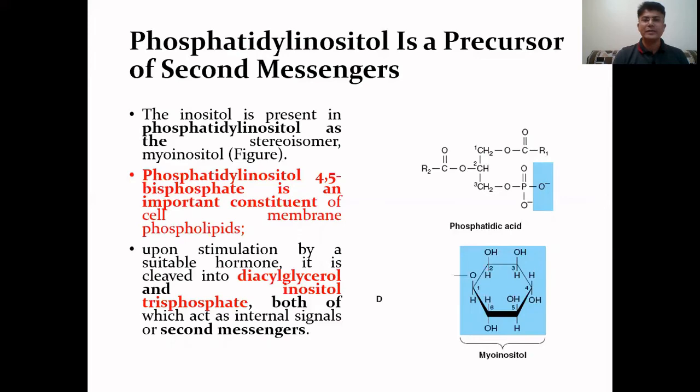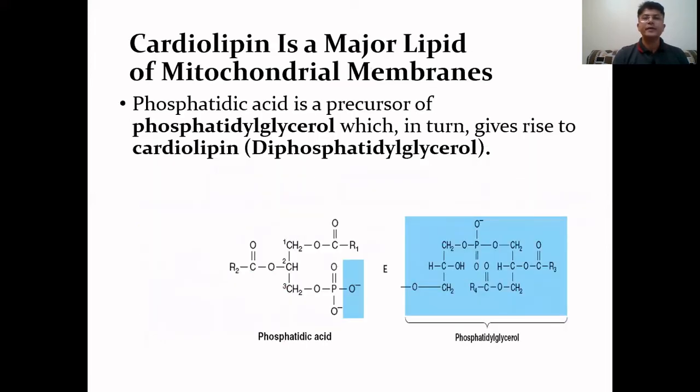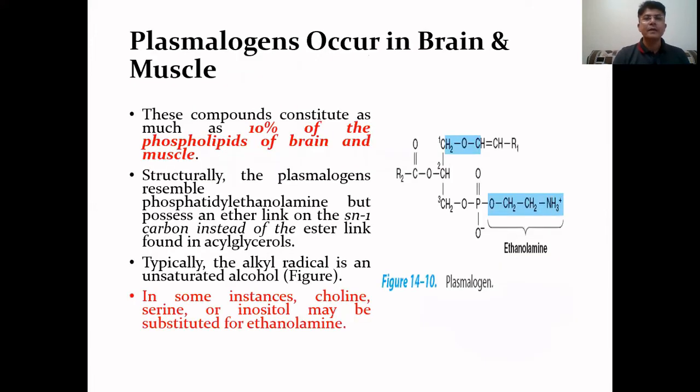both of which act as internal signals or second messengers. Cardiolipin is a major lipid of the mitochondrial membrane. Phosphatidic acid is a precursor of phosphatidylglycerol, which in turn gives rise to cardiolipin. So here, if another phosphatidylglycerol is attached to the phosphatidic acid, it is called cardiolipin, or often referred to as diphosphatidylglycerol. It is abundantly found in the mitochondrial membrane.